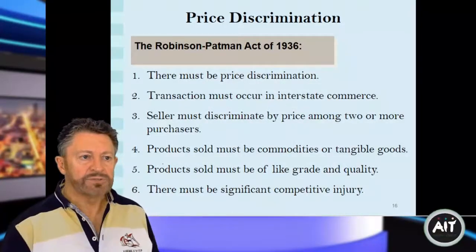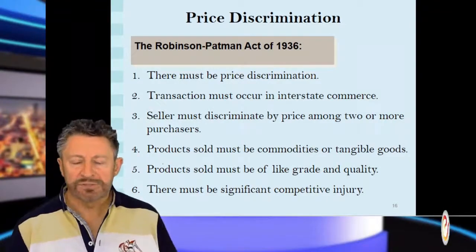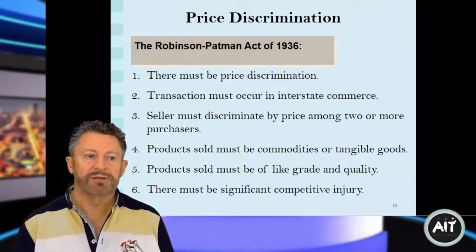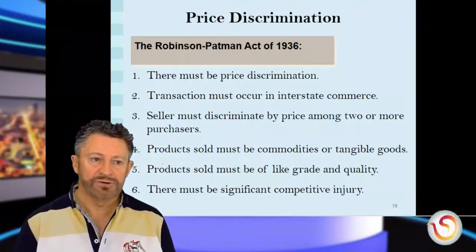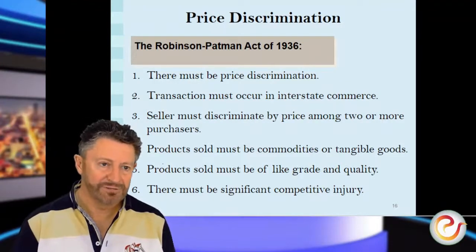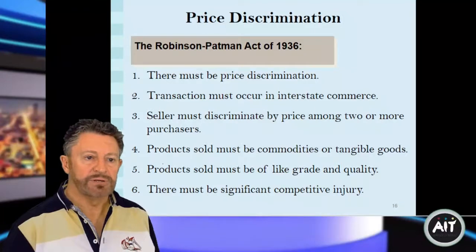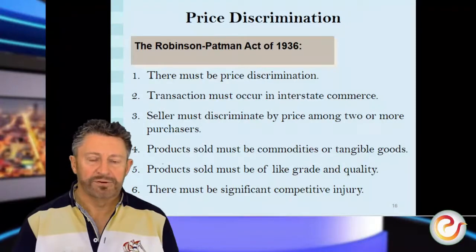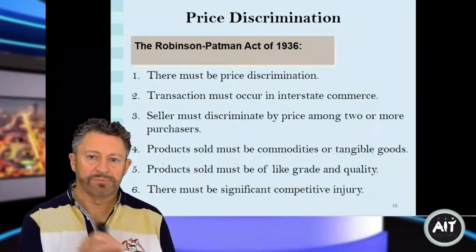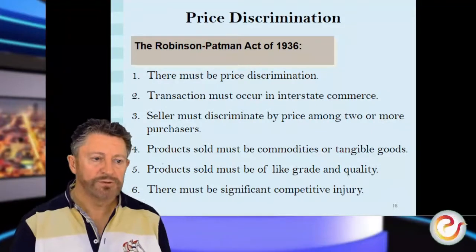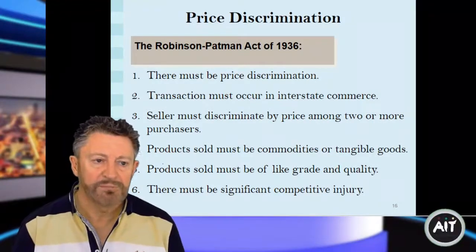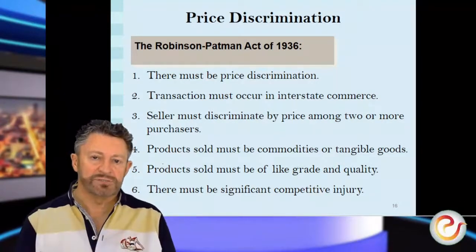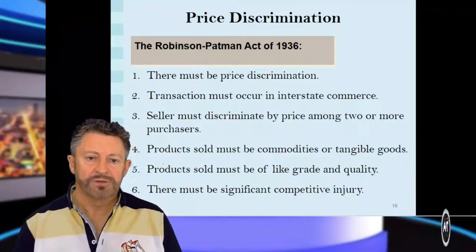And price discrimination. Under the Robinson-Patman Act of 1936, there must be price discrimination. Transactions must occur in interstate commerce or intercountry commerce. The seller must discriminate by pricing among two or more purchasers. In other words, what are they willing to pay as purchasers? Products sold must be commodities or tangible products, so we can see the value. It's very hard to show price discrimination on services, because there's no tangibility.